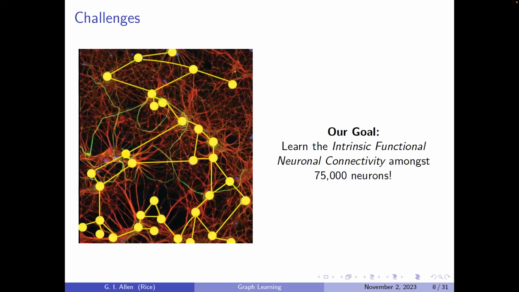But our goal is to learn the intrinsic functional connectivity amongst 75,000 neurons. This is going to present a lot of challenges, in particular because of how the data is collected, the properties of this data, and also the sheer size of this data.